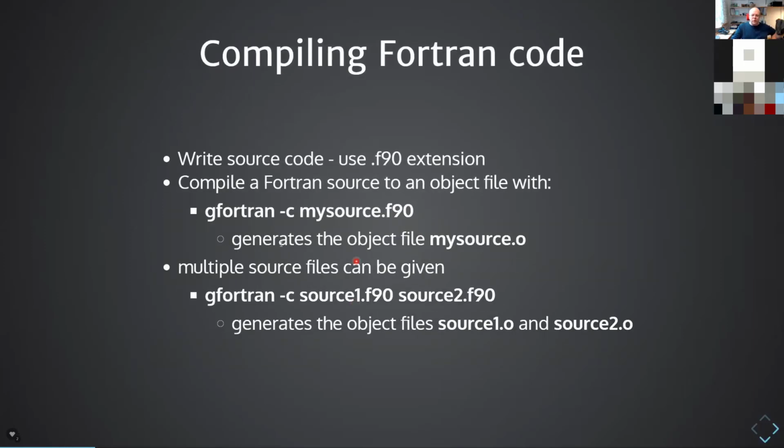So we write our source code using the .f90 extension. You can use some other extensions as well, but this works for any standard. So it's not only for Fortran 90, it also works for Fortran 2003, and so on. If you want to compile Fortran source code to an object file, you can use gfortran -c, which stands for compile, and then your source code file, and that will generate a mysource.o. And you can compile multiple source code files to multiple object files by just adding more file names to the command line tool.